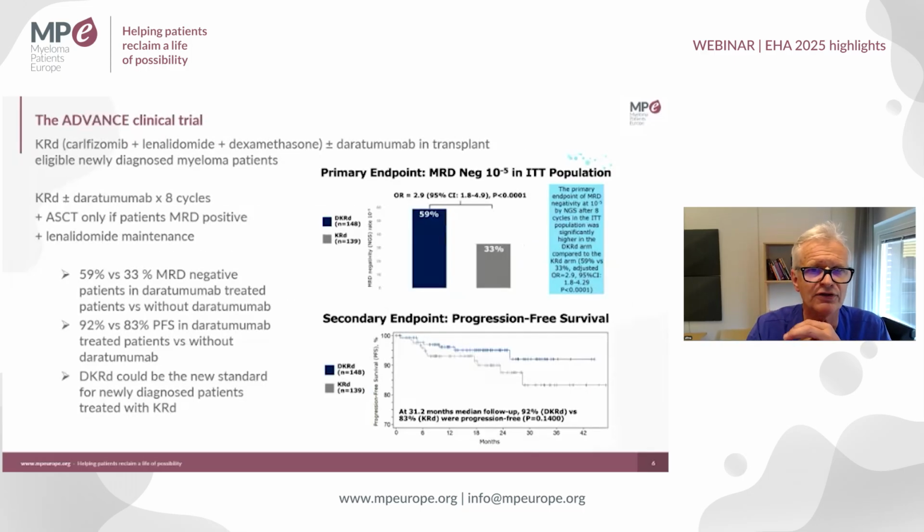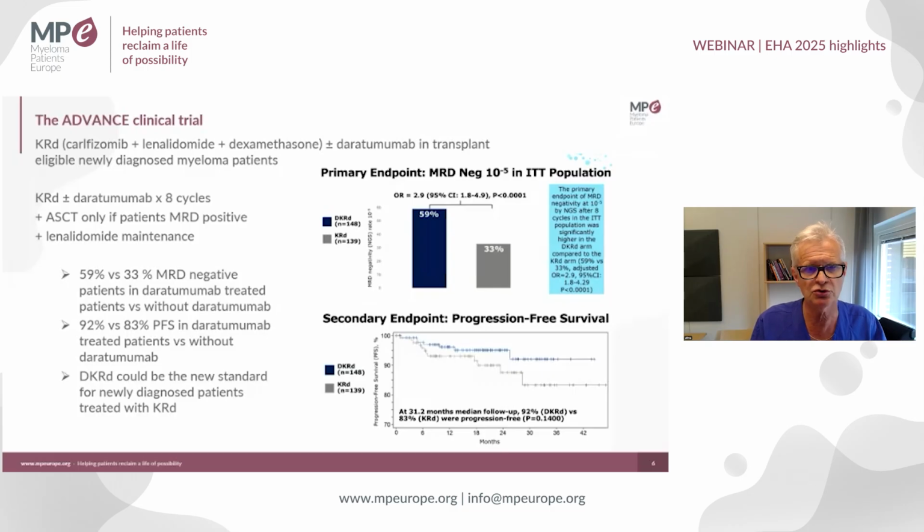So another interesting study was the ADVANCE clinical trial, where they again used KRD plus minus a CD38 antibody in newly diagnosed patients. They used this for 8 cycles, and then they added autologous stem cell transplantation only if the patient was MRD positive, and then they followed up with lenalidomide. So far, you can say that when you add daratumumab to KRD, you will see that the proportion of patients that are MRD negative, which is what we want, increases definitely from 33 to 59%.